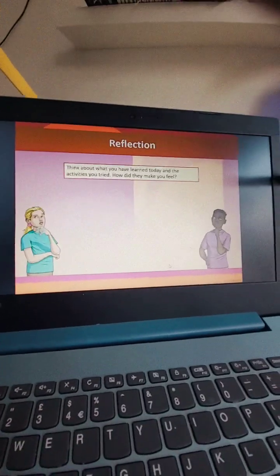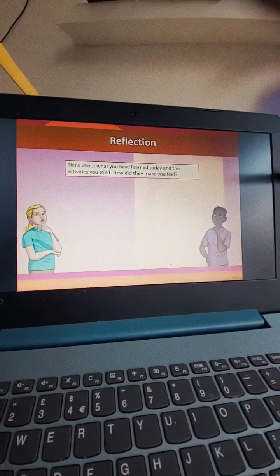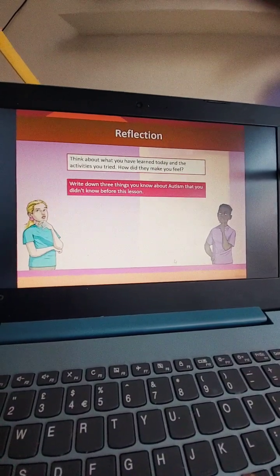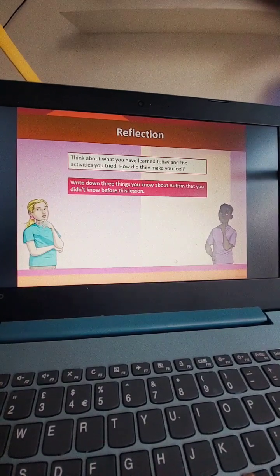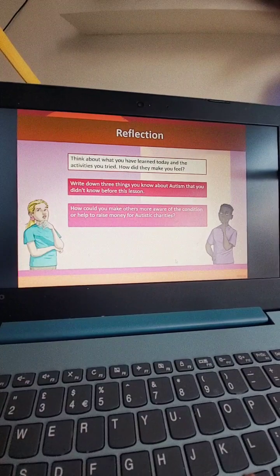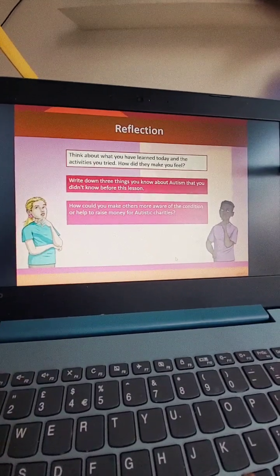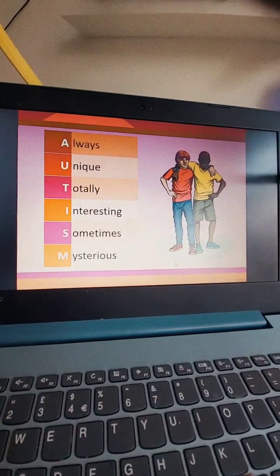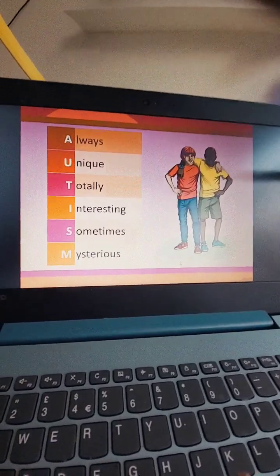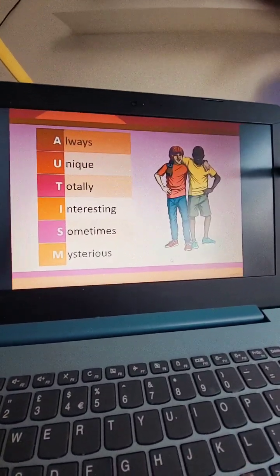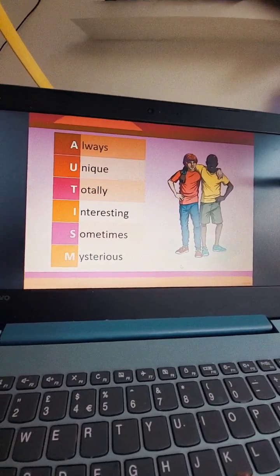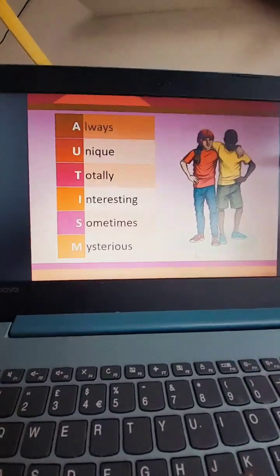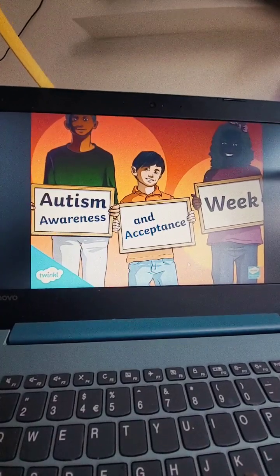Reflection. Think about what you have learned today and the activities you tried. How did they make you feel? Write down 3 things you know about autism that you didn't know before this lesson. How could you make others more aware of the condition or help to raise money for the autistic charities? Always unique, totally interesting, sometimes mysterious. That is autism. Okay, so it's very good. Why is it sometimes mysterious?